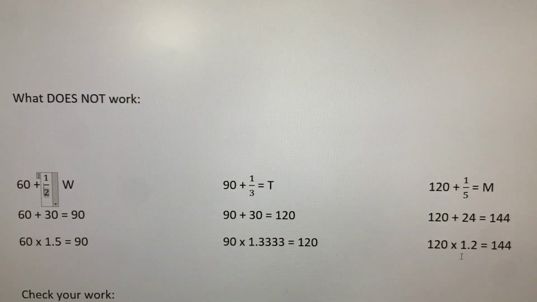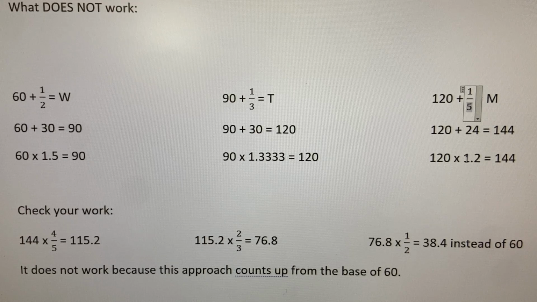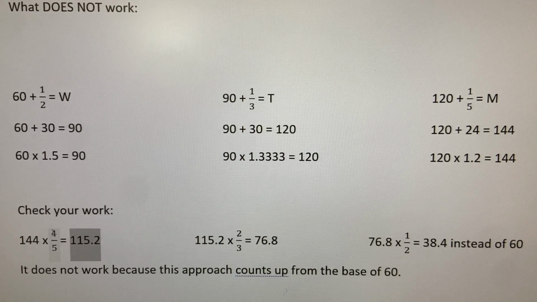So let's check our work. So 144 times 4 over 5. Okay, what happened to the 4 over 5? Why is it replacing the 1 over 5? It is replacing it because this is what remained after 1/5 was spent.